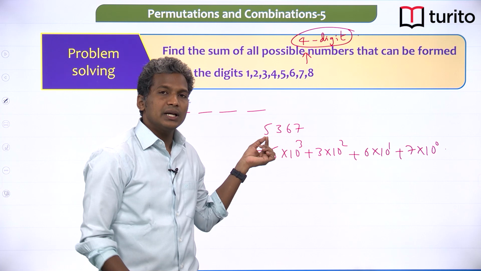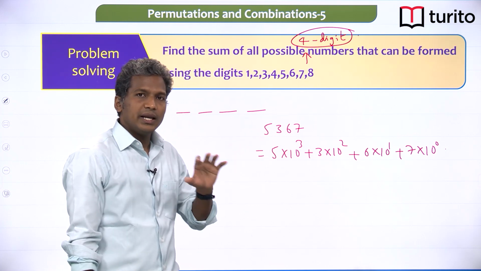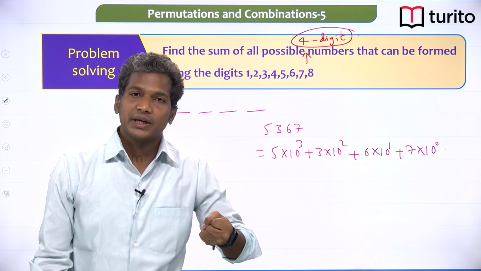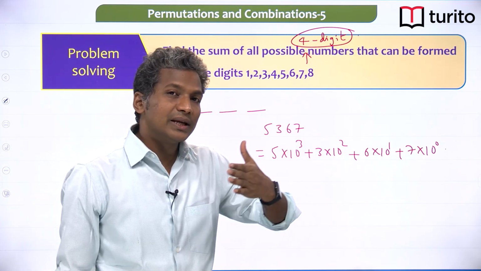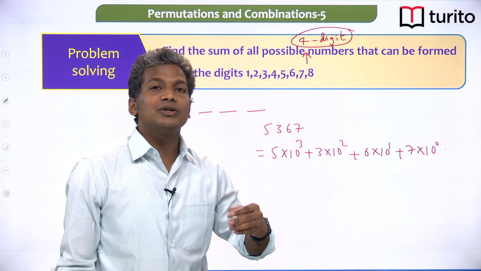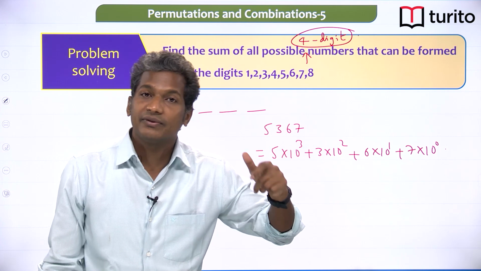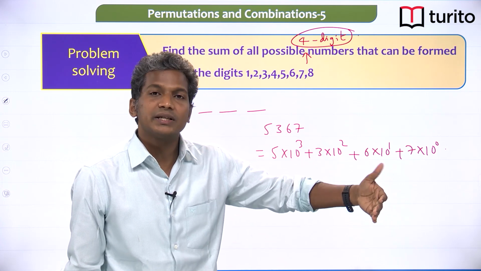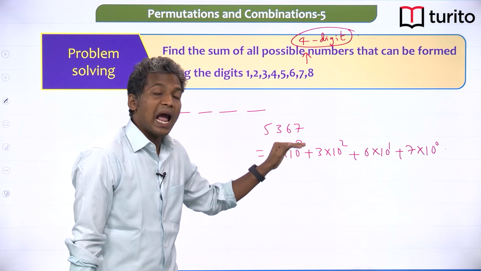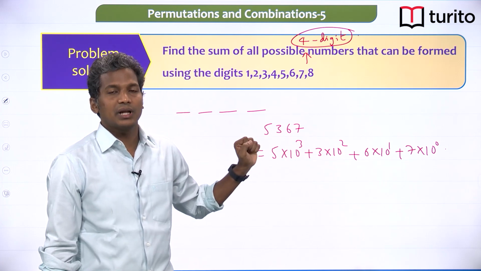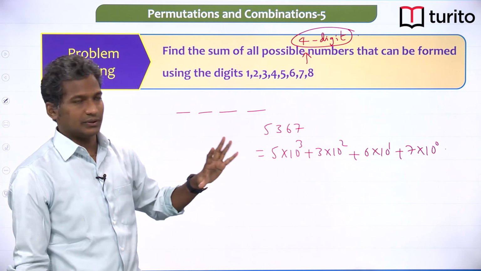So that means if a digit, let us take it as 5, is coming in the thousands place, its value is going to be 5000. If 5 is coming in the hundreds place, its value is going to be 500. If it is coming in the tens place, its value is 50. If it is coming in the ones place, its value is 5, right. So we have to add these values. That is exactly the meaning of adding all digits, adding all numbers also.